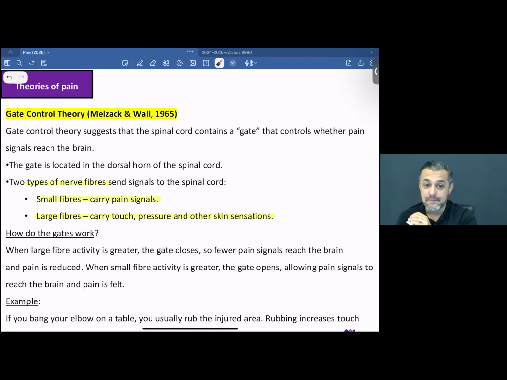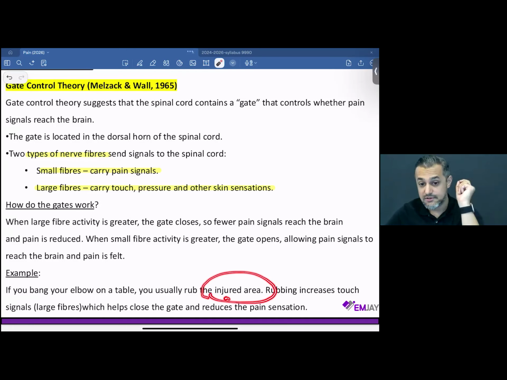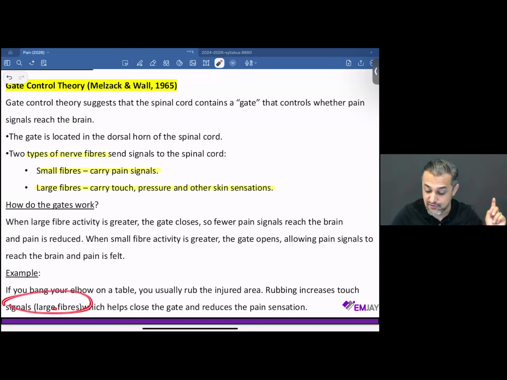And so let me walk you through an example here. So let's use this example that we have over here. This would be easier for us to know, and you'd be able to remember this for longer as well. So if you bang your elbow on a table, you usually rub the injured area. So if you banged it, you bumped it, you rub this, right? Rubbing increases touch signals, that is large fiber, which helps close the gate and reduces the pain sensations.